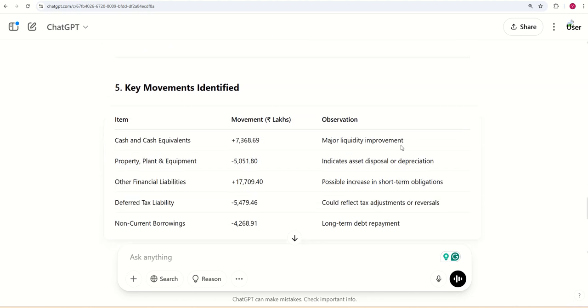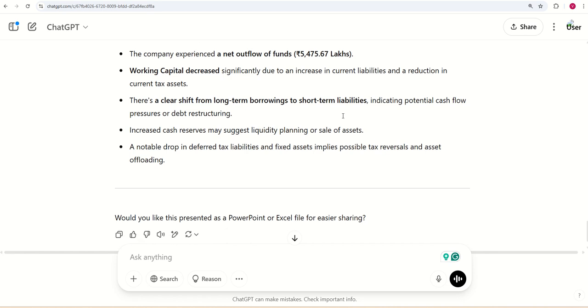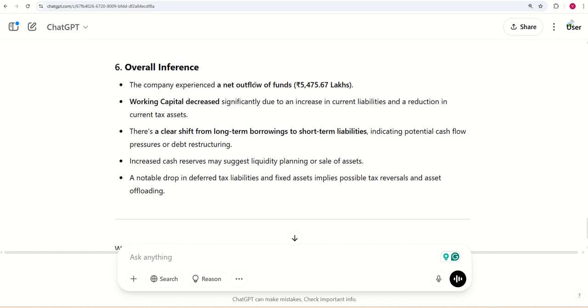Okay. Now key movements identified. So a huge increase in cash, huge decrease. So the company has sold some assets or whatever, and it has increased the financial liabilities. Possible increase due to short-term obligations. That is the current liabilities, deferred tax liabilities, and non-current borrowings. And what is the overall inference?